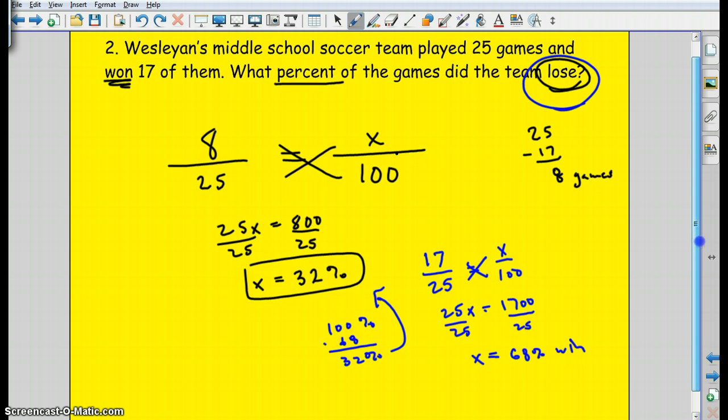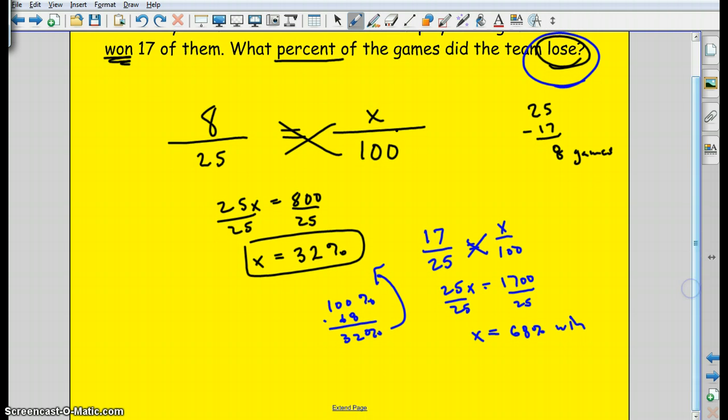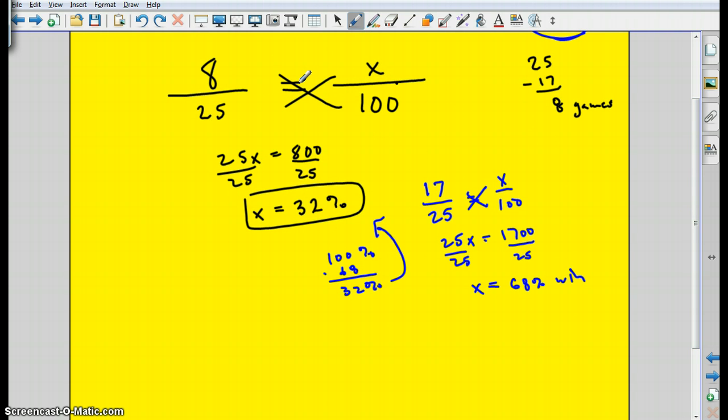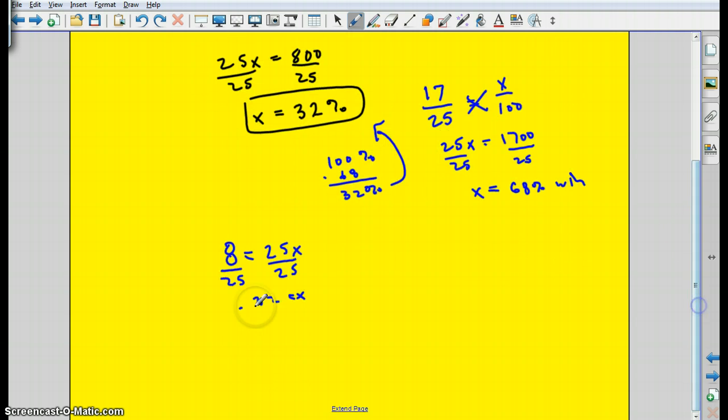The last thing I want to mention is we talked about using a percent equation as well. Instead of using a proportion for this problem, you could have said that 8 equals 25x. And then what would you have done? Again, because you learned this before, I'm going to go over this very quickly. Divide by 25 on both sides. 8 divided by 25 would give you 0.32 equals x. You simply slide the decimal place over twice to get your 32%.